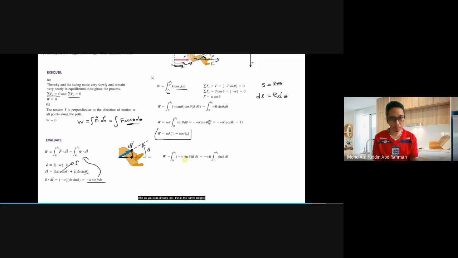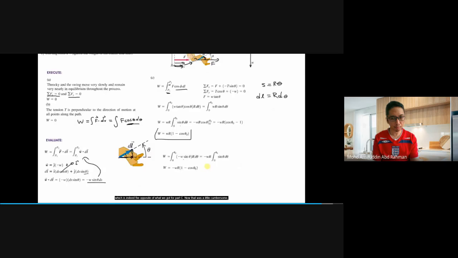And as you can already see, this is the same integral that we have right here. It just has a negative sign. So when you continue through, we'll end up with negative WR times 1 minus cosine theta naught, which is indeed the opposite of what we got in part C.